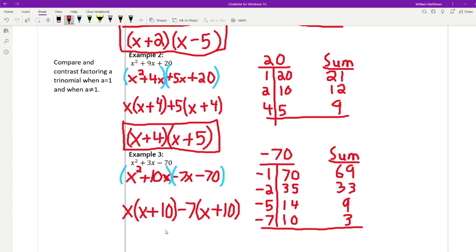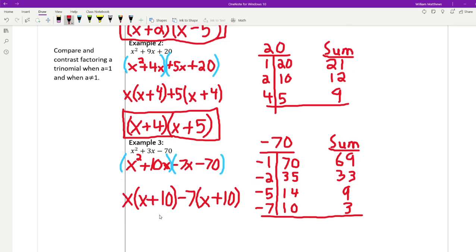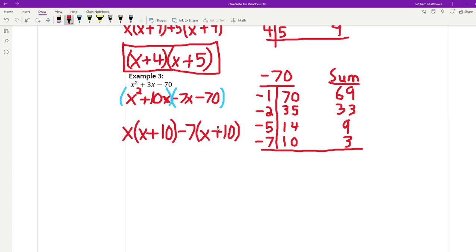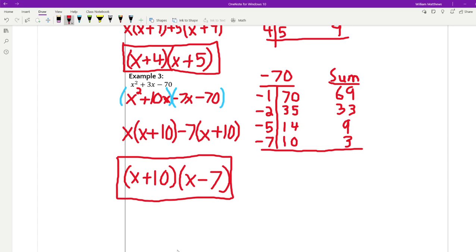A clue that you're doing your math right, your parentheses are exactly the same. That means you can go on to the next step of factoring out your sum of x and 10. If I were to divide each by the sum of x and 10, I am left with the x and the negative 7. And here I have my two binomials.